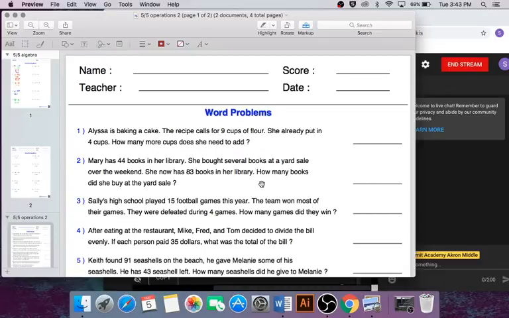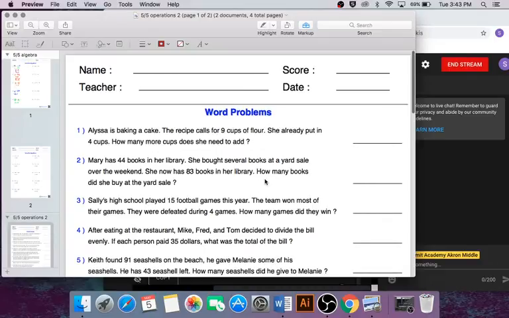So for our word problems, number 1 says Alyssa is baking a cake. The recipe calls for 9 cups of flour. She already put in 4 cups. How many more cups does she need to add? So we need to write an equation for this. So our total number of cups of flour is 9. So 9 is our total.